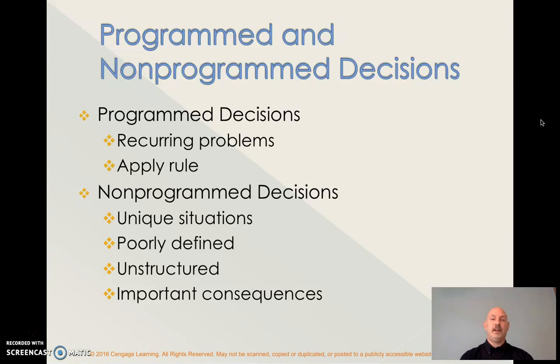A programmed decision might include things like paying your bills. You're pretty certain that when you pay your bill, it's going to go through so long as you have money in your account. Of course, there are a lot of assumptions related to that, but your certainty is extremely high. For example, you might assume that the bank is actually going to send the money. Sometimes that just doesn't occur.